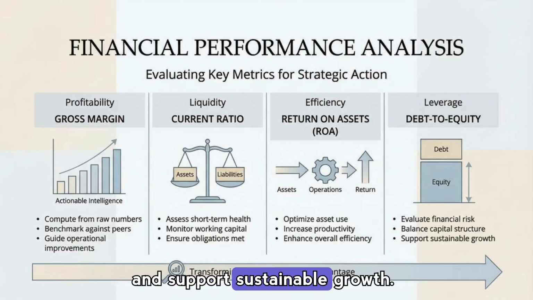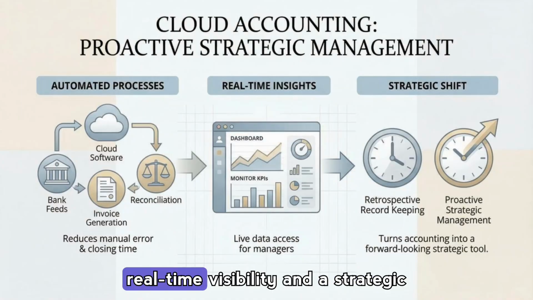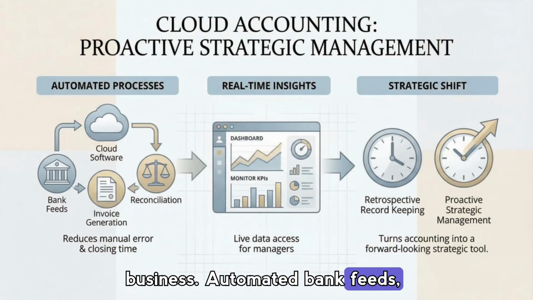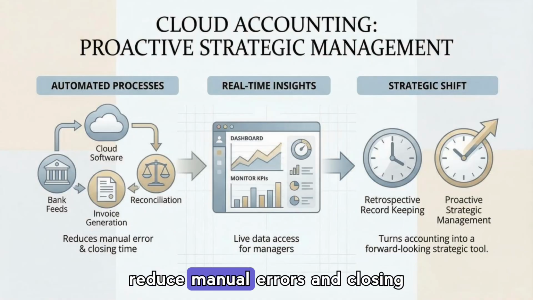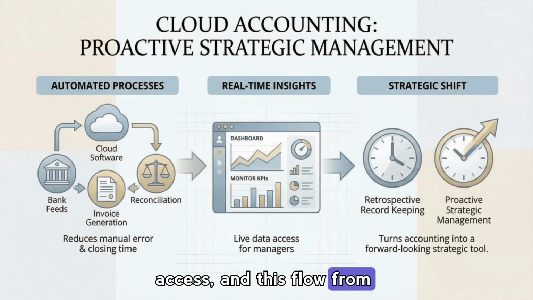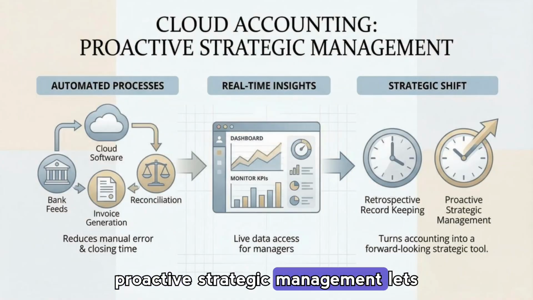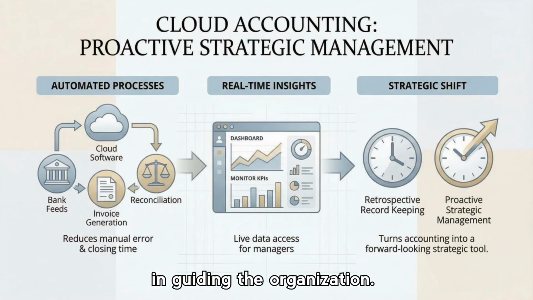and support sustainable growth. Cloud accounting brings automation, real-time visibility, and a strategic shift in how accounting supports the business. Automated bank feeds, invoice generation, and reconciliation reduce manual errors and closing time. Dashboards provide live KPI access, and this flow from retrospective record keeping to proactive strategic management lets finance play a forward-looking role in guiding the organization.